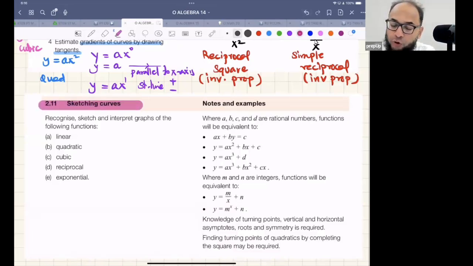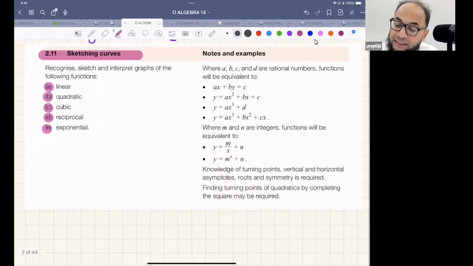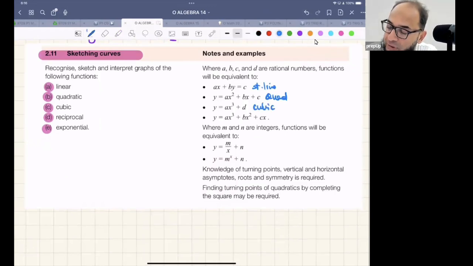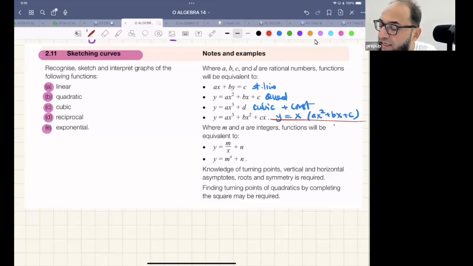Now, this next one we have studied a bit, that is sketching curves. When we talk about it, we talked about linear, quadratic, cubic, reciprocal, and exponential. What are the different types? This is straight line, this is quadratic, this is cubic plus a constant. This is also a cubic which can be written as x common, ax squared plus bx plus c. This is not yet done. This one is also not yet. So this we have to do.